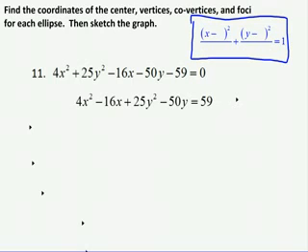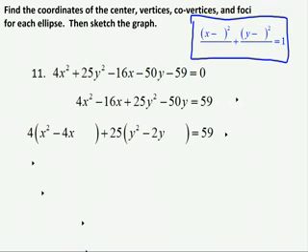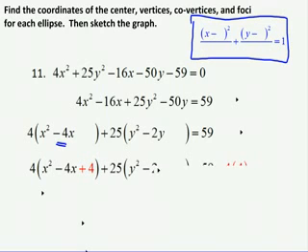Now, I don't want coefficients in front of the x squared and y squared before I complete the square, so we're going to be taking the 4 out of both the x terms and the 25 out of both the y terms. And now I'm ready to complete the square. So taking half of the 4 from 4x and squaring it is going to give me 4. So I'm going to be adding a 4 into the parentheses, and when I do that, I'm really increasing that left side by 4 times 4, so I'm going to match it with a 4 times 4 on the right.